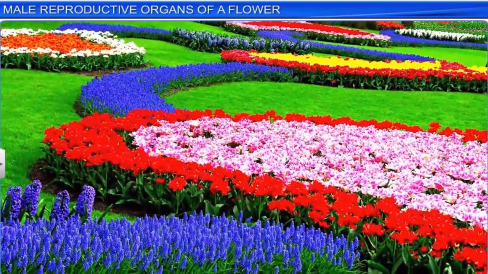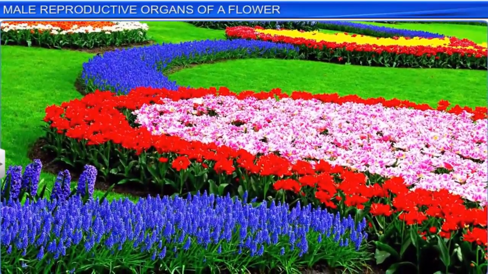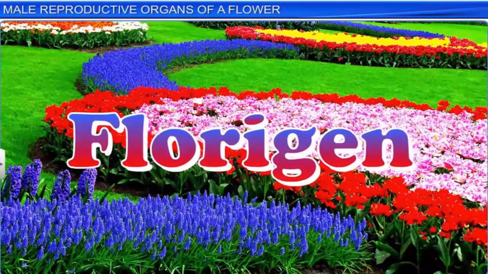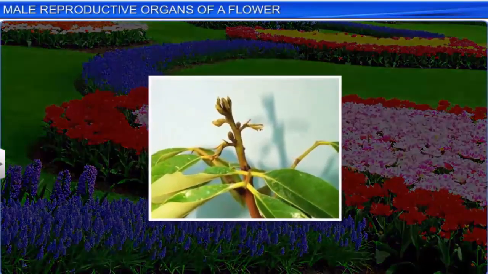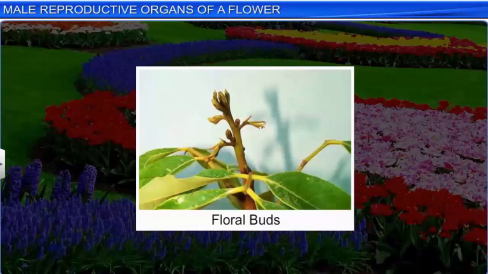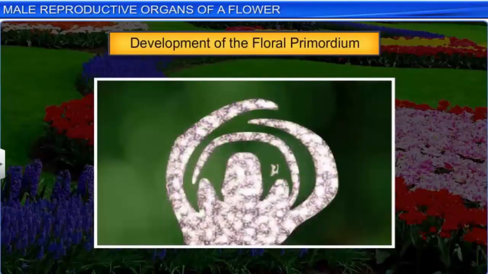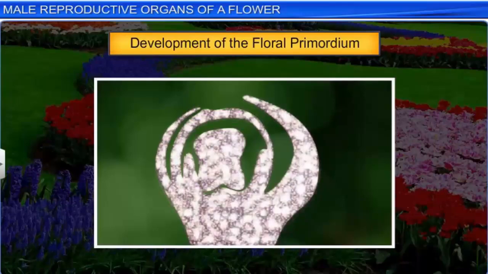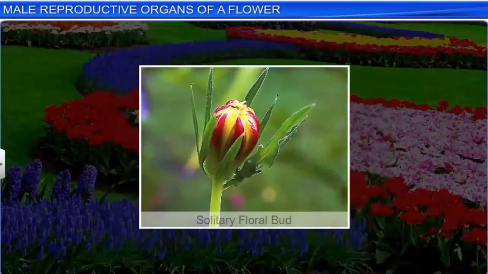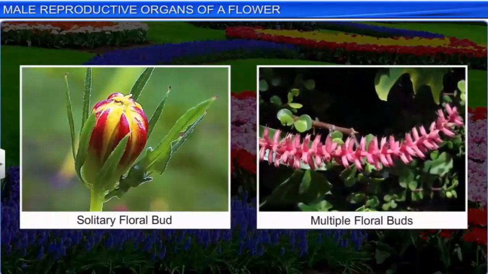This phase is, however, preceded by several physiological and morphological changes induced by hormones such as Florigen present in the leaves. These changes lead to the differentiation of vegetative buds into floral buds and the development of the floral primordium, the rudimentary or preliminary stage of the flower or the flowering shoot. This primordium either bears a solitary floral bud or inflorescences that bear multiple floral buds.